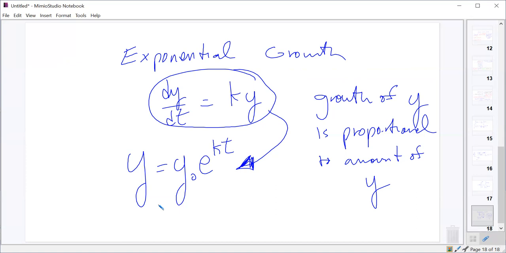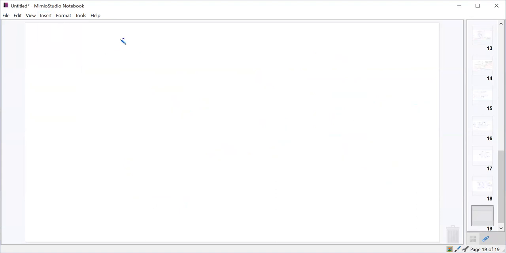Let's see what else to say about that. Not much else to say about that. Exponential growth stuff should be pretty straightforward. The other main type of differential equations that we talked about was our logistic growth.